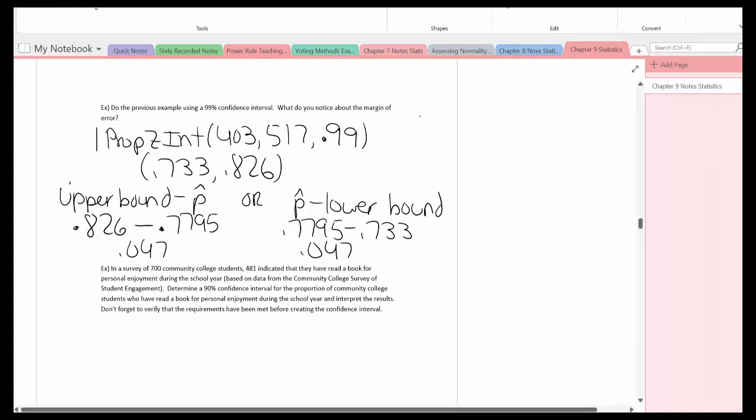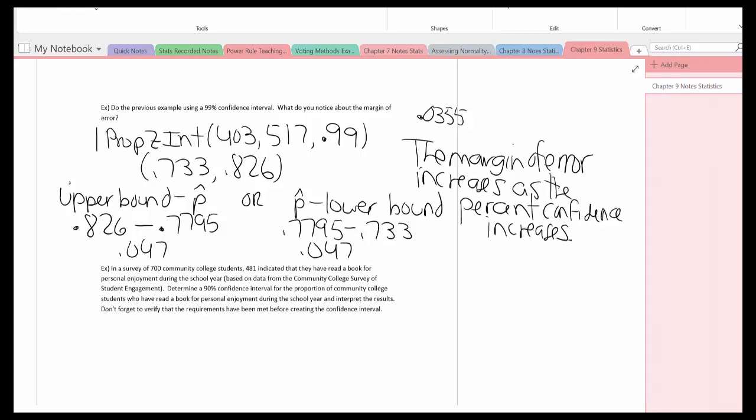Now, the error in the last example was this. So it looks like our error is greater. So let me write out the conclusion for this. The margin of error increases as the percent confidence increases. And this works in the other way also. The margin of error decreases as the percent confidence decreases also.